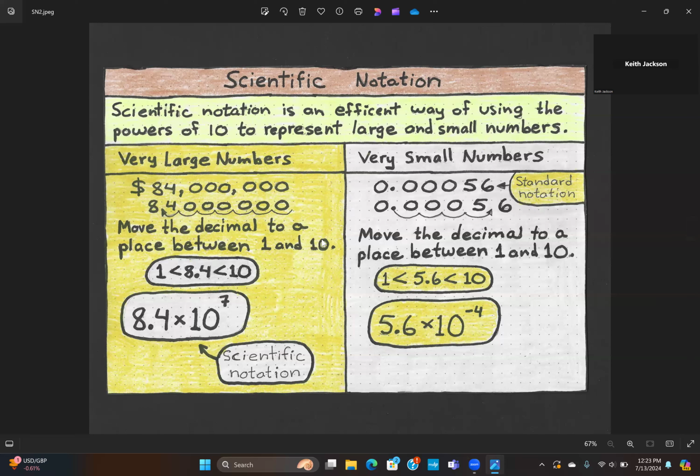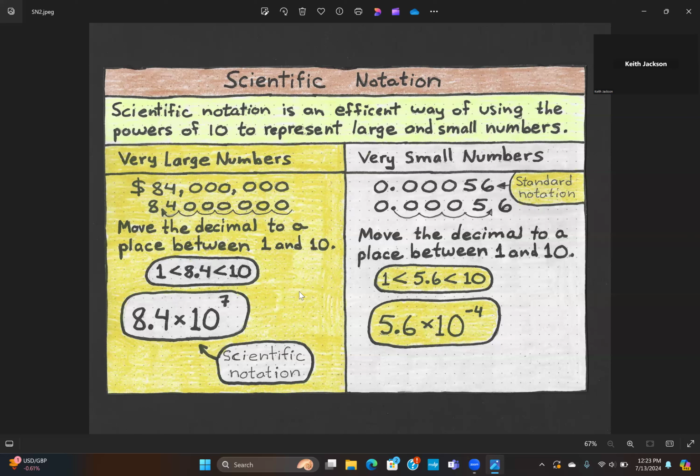And so what we're going to do, we're going to start at the far right of this number, and we're going to move the decimal place over 1, 2, 3, 4, 5, 6, 7, and we stop right here simply because 8.4 is between 1 and 10. 8.4 is greater than 1, but it is less than 10. And we're going to use 8.4. We'll put it right here: 8.4 times 10 raised to the 7th power.